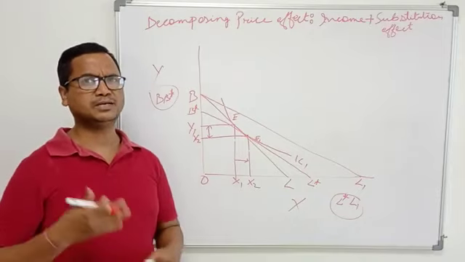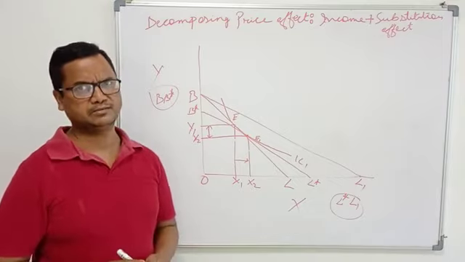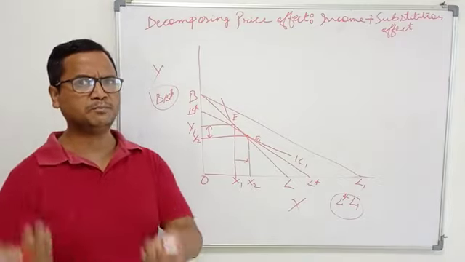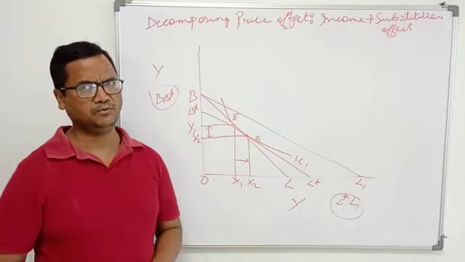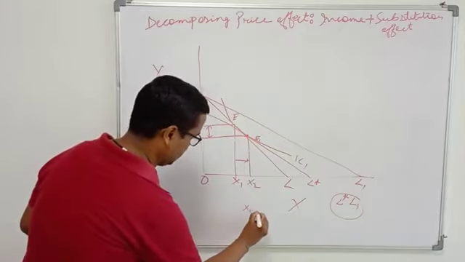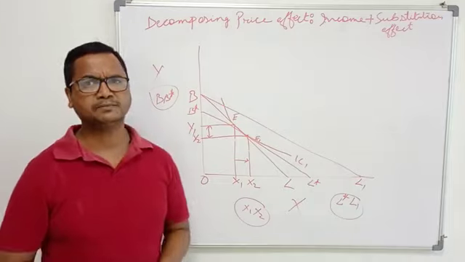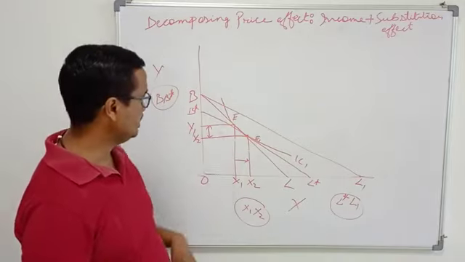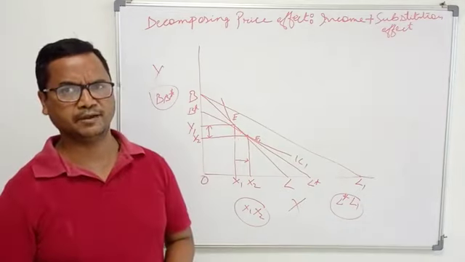That's why the consumer is replacing Y with respect to X. So the consumer is consuming more of the cheaper good than the costlier good, Y. That's why this much increase in X2 amount has occurred because of the substitution effect. So the movement from point E to E1 is known as the substitution effect.